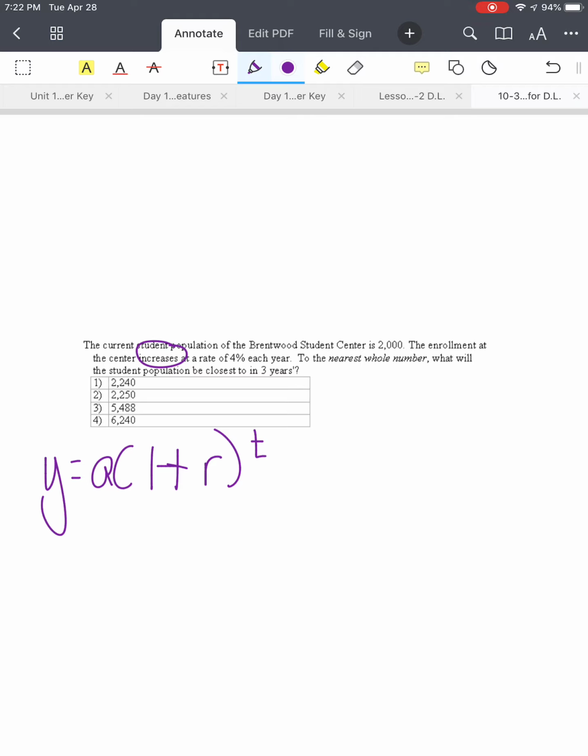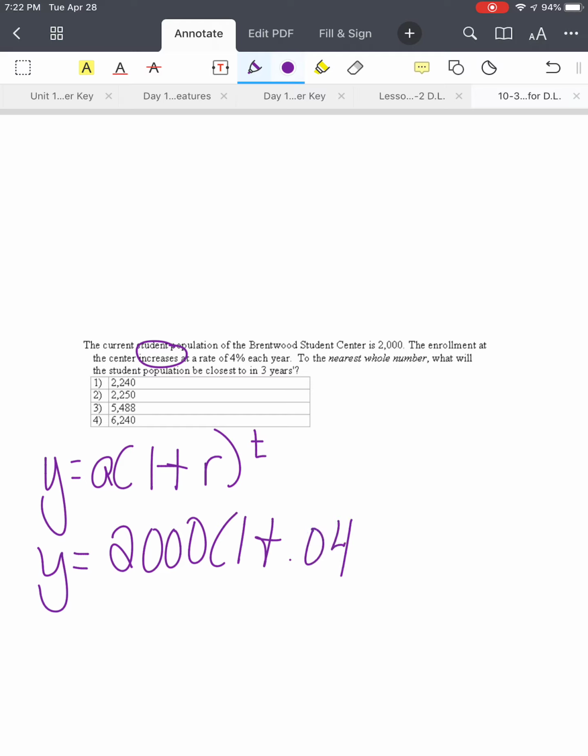So let's fill this in. The current student population, that means the initial amount, is 2,000. 1 plus, I need to do 0.04. 4% divided by 100 to get it into a decimal is 0.04. And then we want to know in 3 years.